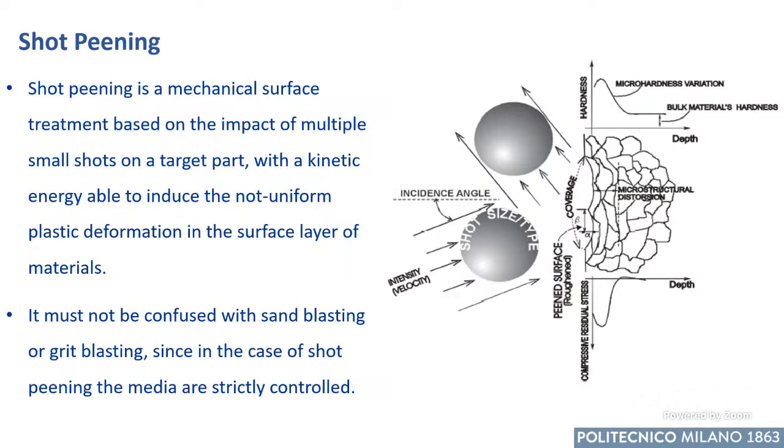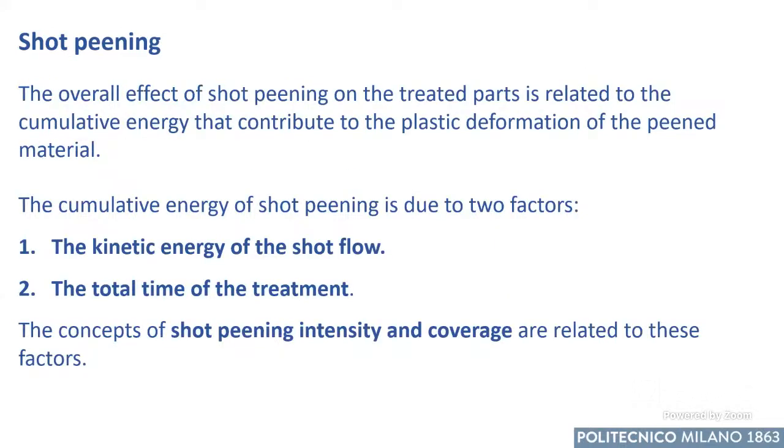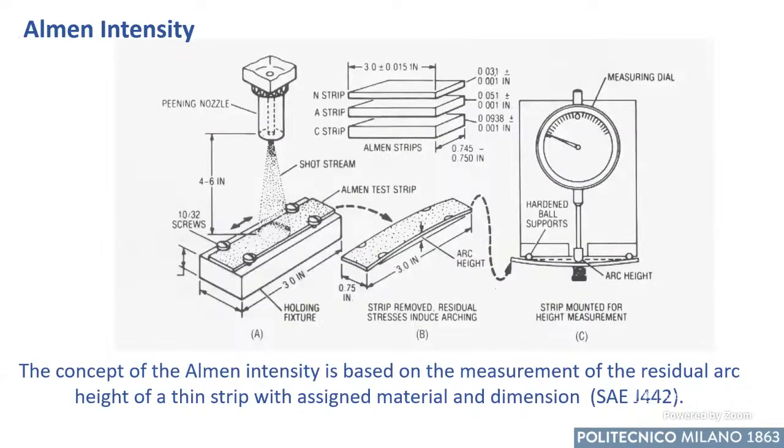Shot peening should not be confused with sandblasting or grit blasting, where the media are not controlled. The result of shot peening is defined by the total amount of energy that is used for plastic deformation. This is defined by the kinetic energy of the shot flow and by the total time of treatment. These two concepts define what are called the intensity of shot peening and the coverage of shot peening. In brief, the intensity is measured by means of the Almen intensity.